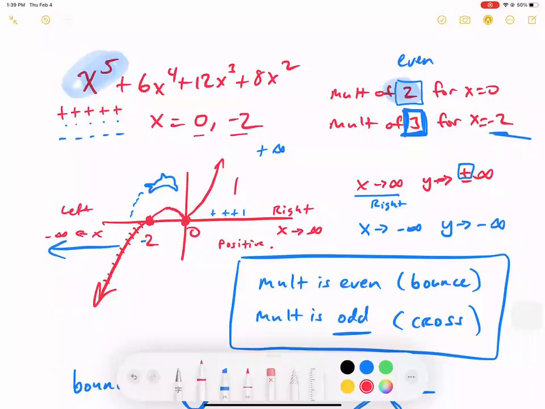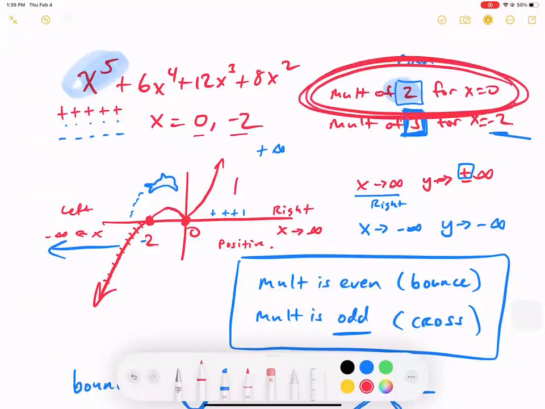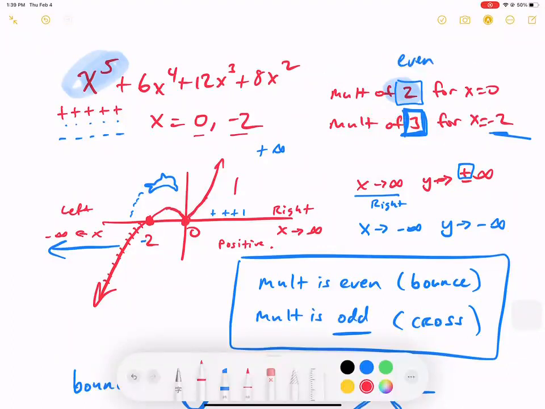At 0, do we cross or do we bounce? We said at 0, the multiplicity is 2. We bounce. It bounced off the root, and we're headed the same way.